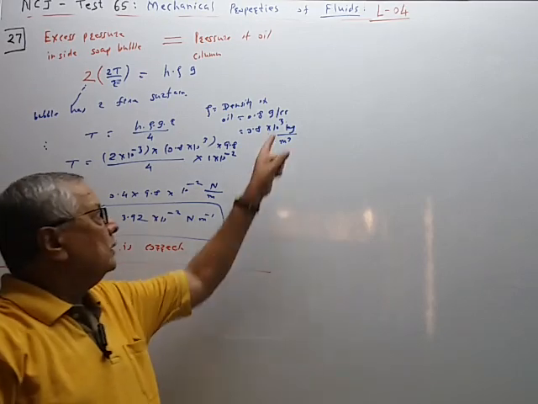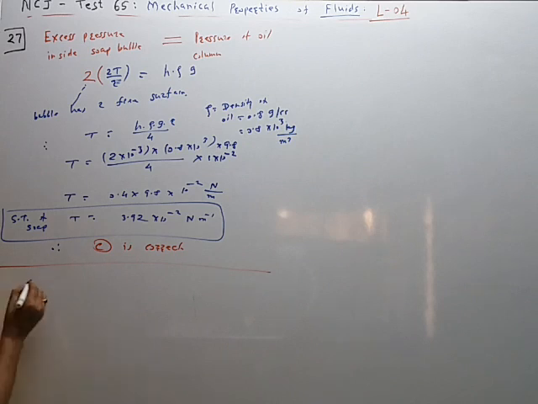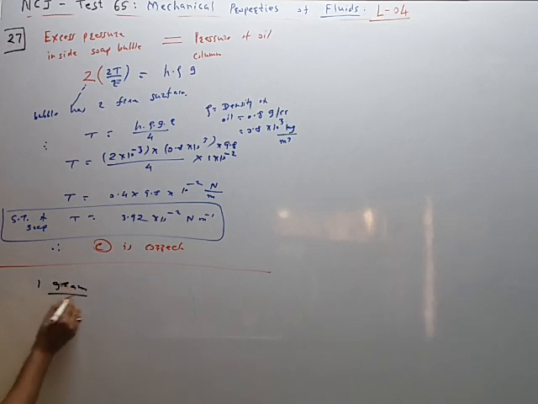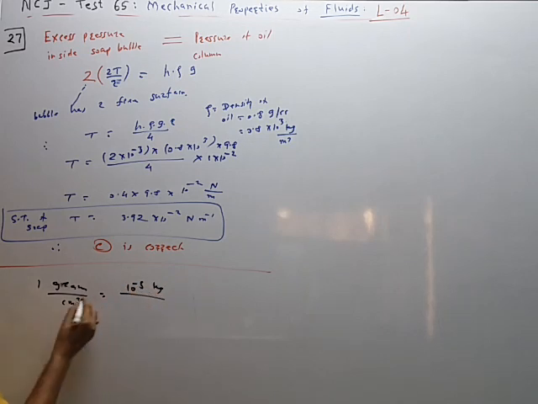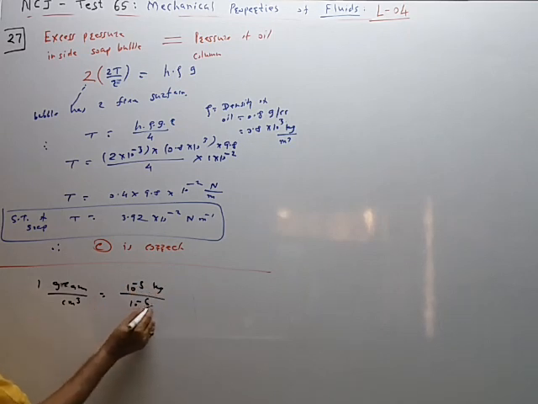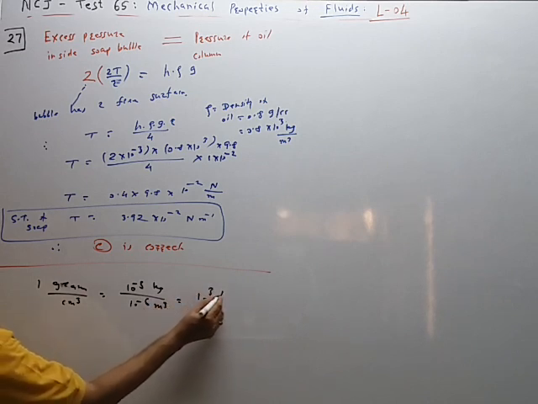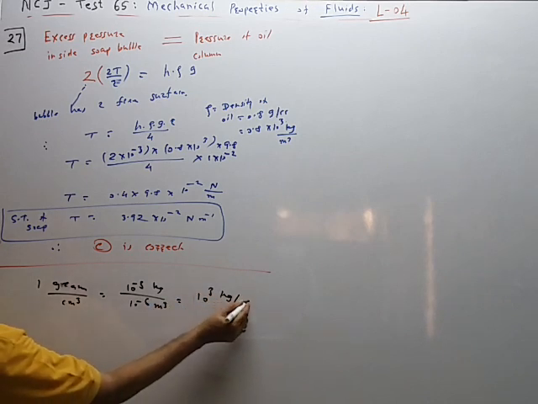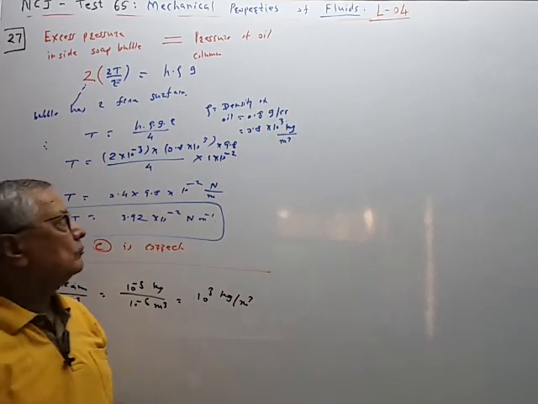Now let us check this conversion factor. 1 gram per centimeter cube is equal to 10 raised to minus 3 kilogram, and 1 centimeter cube is equal to 10 raised to minus 6 meter cube. So this is equal to 10 raised to 3 kg per meter cube, like this.